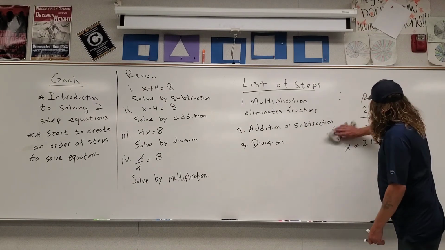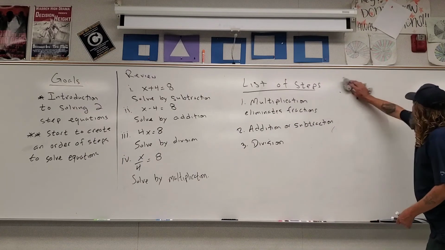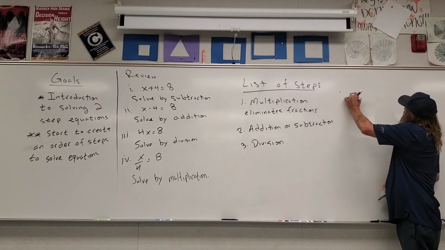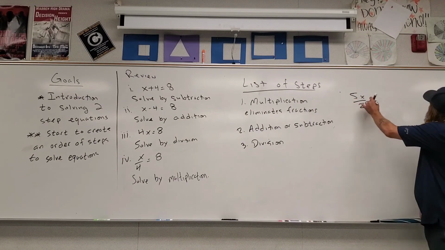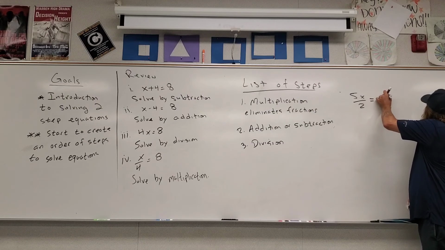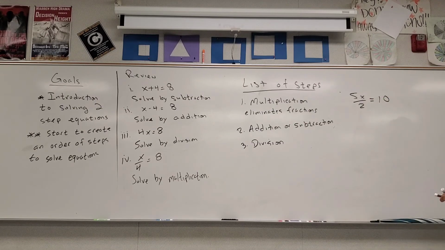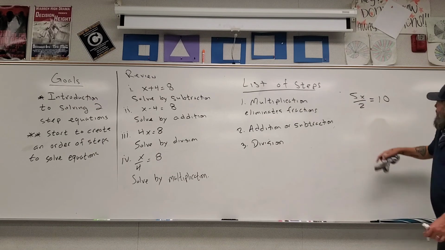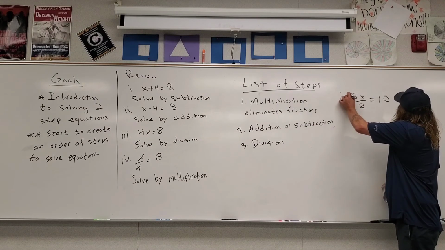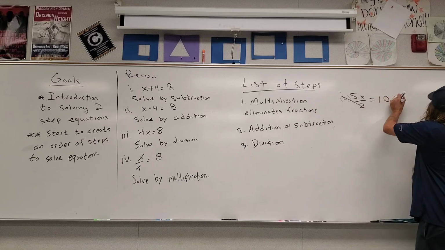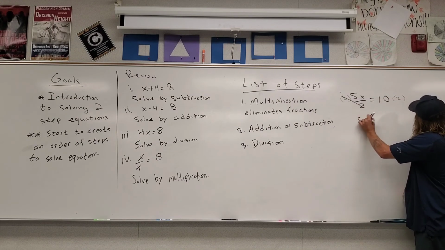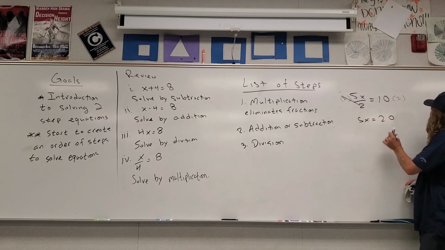So let's just look at one last problem. If I gave you something that looked like this, 5x over 2 equals 10. All right, so do I have a fraction to eliminate? Yes. And remember, I eliminate fractions by multiplying by the denominator. So what I could do is I could multiply everybody by 2, and that would cancel out, and I would be left with now 5x is equal to 20.